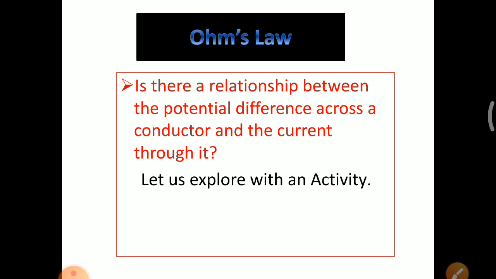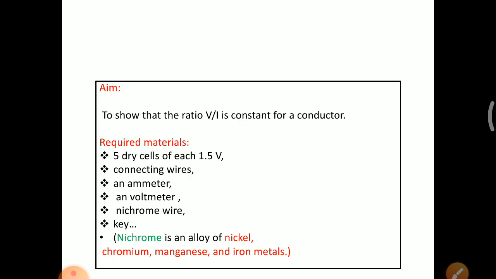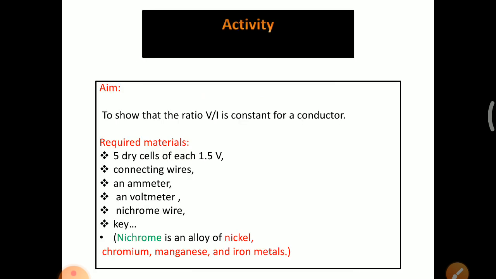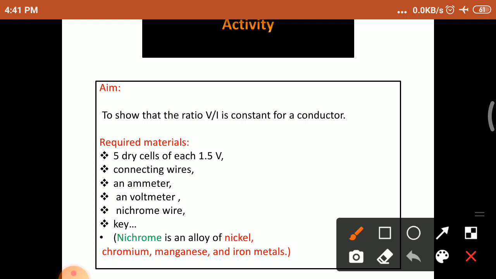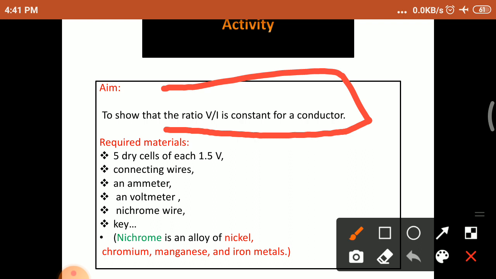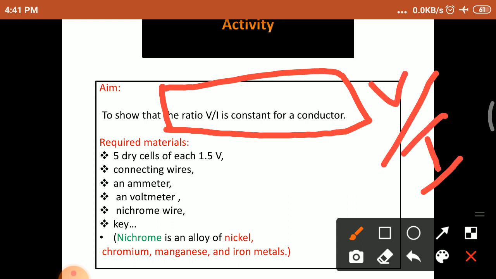Let us explore with an activity. Now we are going to see whether it has a relation or not. The aim of this activity is to show that the ratio V by I is constant for a conductor. I will explain this at the last. The ratio V by I is constant for a conductor. How?